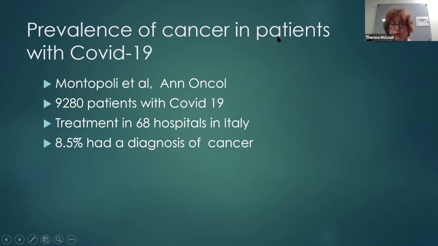Now, the prevalence is a little bit different. If you look at the prevalence of cancer in patients with COVID-19, this is a large study that was based on data from 68 hospitals in Italy during their flare of the pandemic, 9,280 patients. And among those, the prevalence of cancer in those patients that wound up being hospitalized with severe disease was 8.5%, who had the diagnosis of cancer.